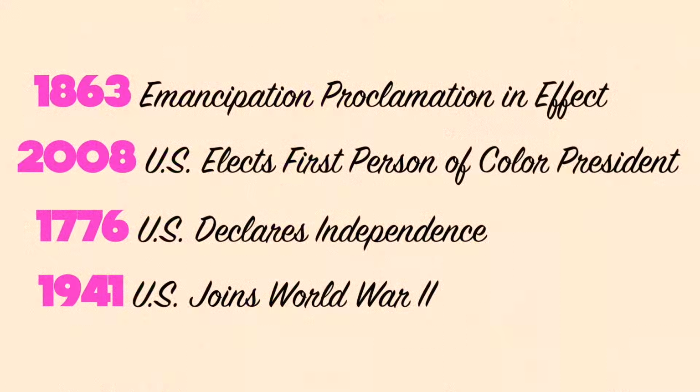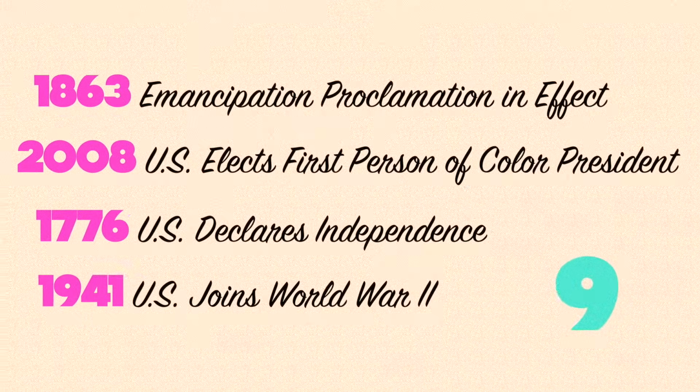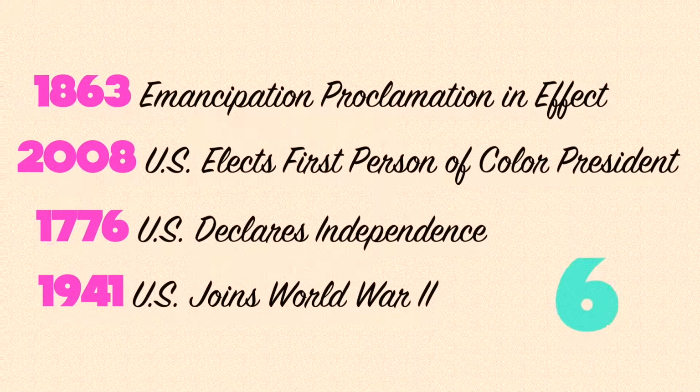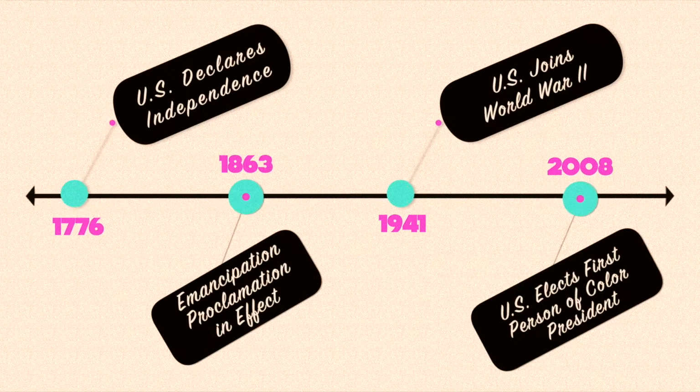Remember, we read a timeline from left to right in chronological order, with the event furthest in the past on the left and the event nearest to the present on the right. These events come from U.S. history. See if you can correctly order these events using the dates given. Does your timeline look like mine?